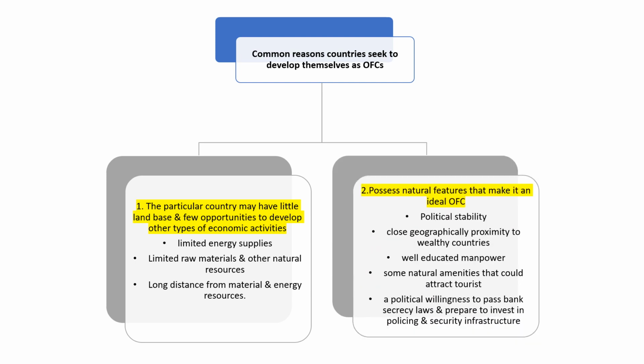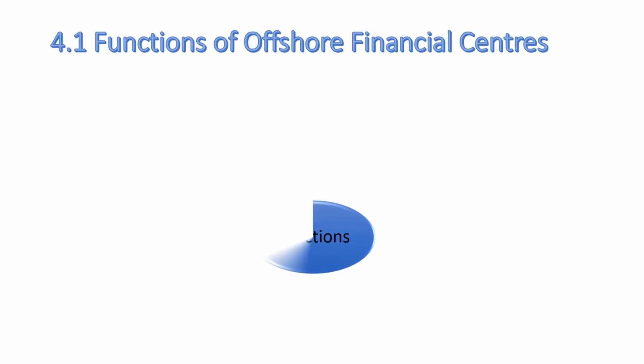The second factor is that the particular country possesses natural characteristics that make it an ideal offshore financial center. Those characteristics are political stability, close geographical proximity to wealthy countries, a well-educated manpower, natural amenities that could attract tourists, a political willingness to pass bank secrecy laws, and being prepared to invest in policing and security infrastructure. There are 5 functions of offshore financial centers.